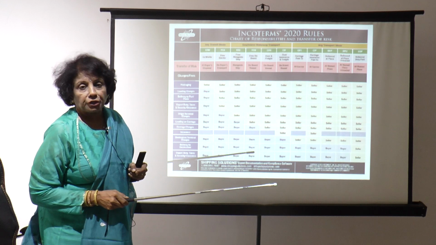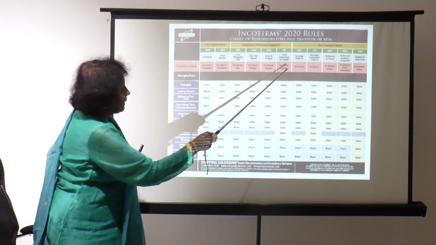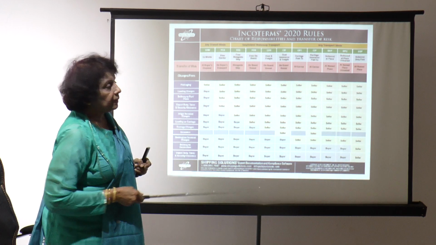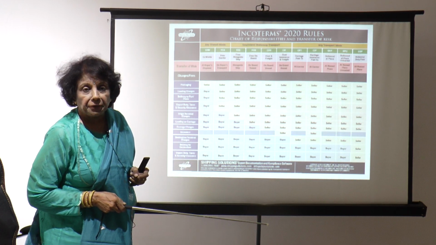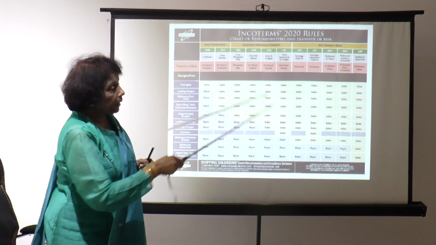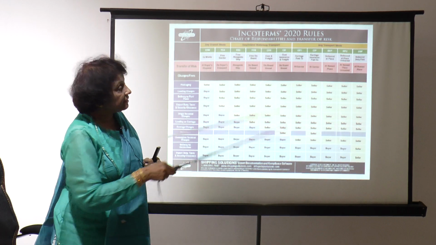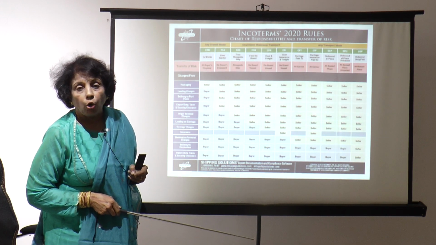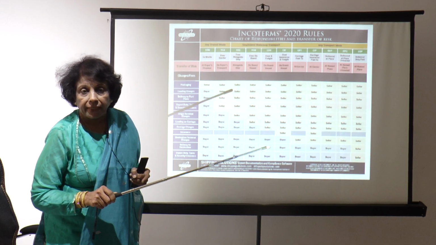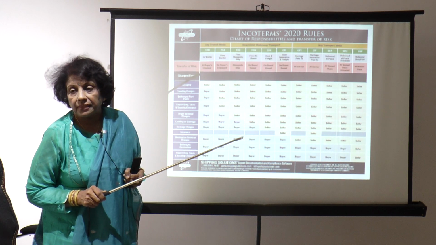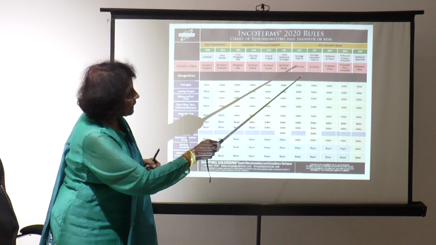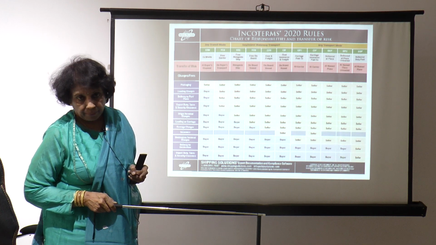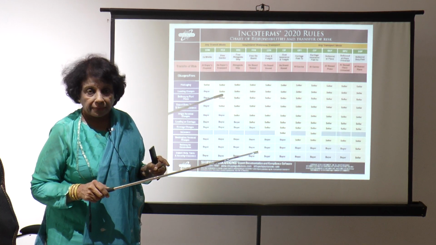CIF, cost, insurance and freight, CPT, carriage paid to, CIP, carriage and insurance paid to, DAP, delivered at place, DPU, delivered at place, unloaded. This is the new Incoterm in 2020, DPU. And the last one is DDP, delivered, duty paid. Now these are the 11 Incoterms.